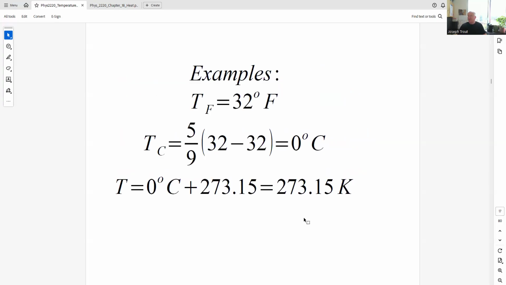So for example, if the temperature in Fahrenheit is 32, we get 32 minus 32, and we get 0. And that temperature in Kelvin is 273.15 K.